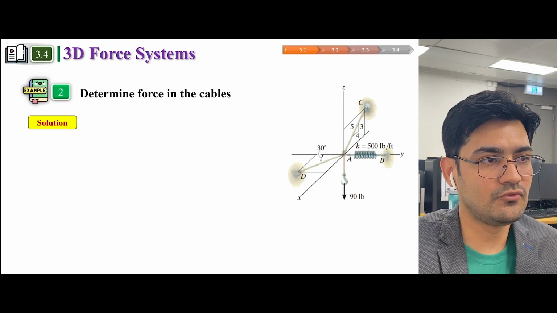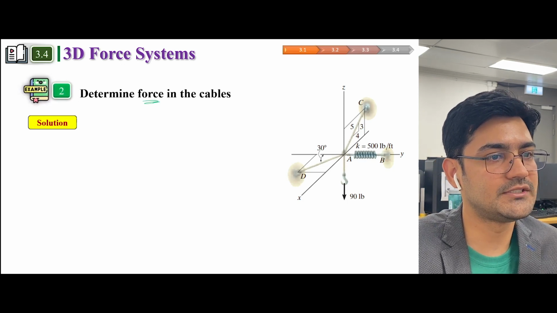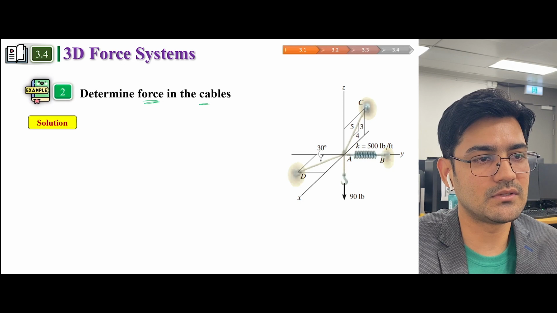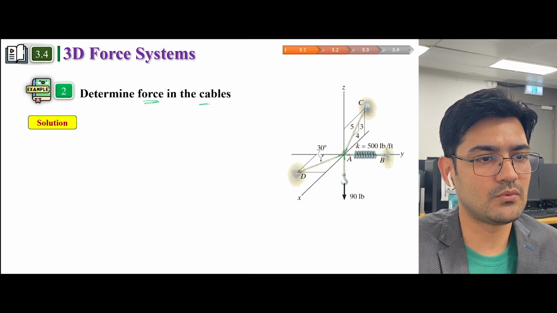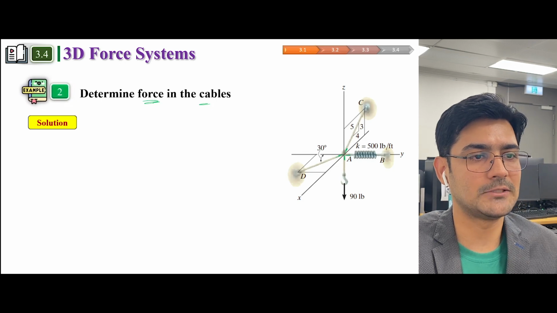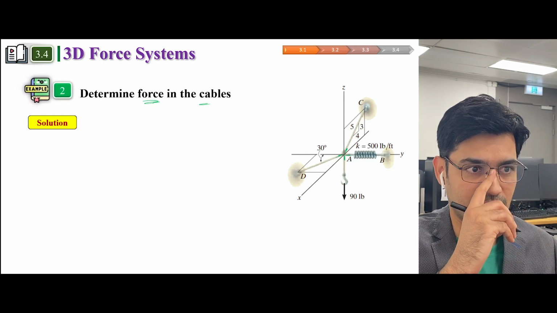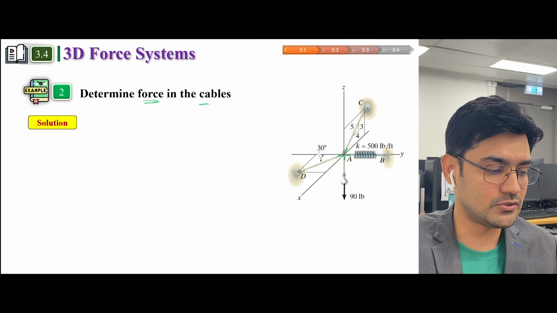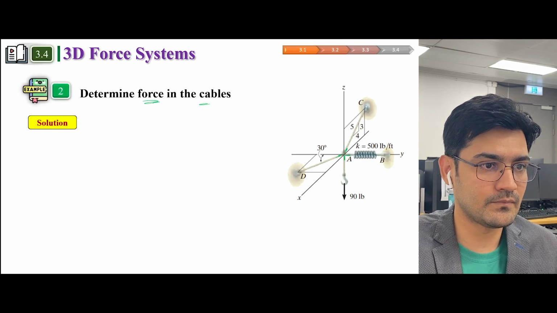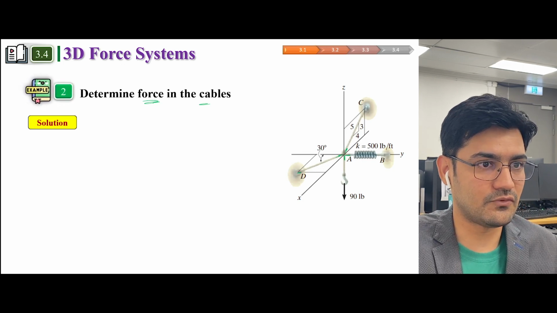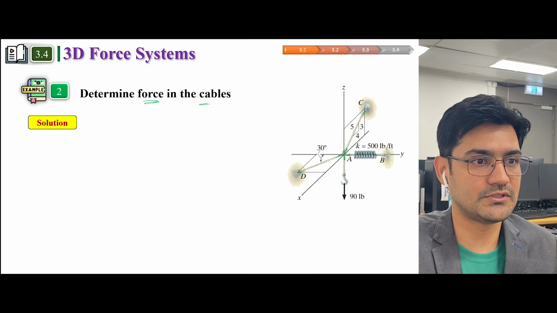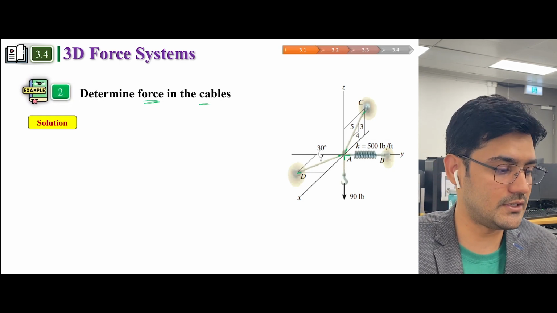Now we have to figure out forces in the cables. So there are 3 cables. One is this cable, one is this cable, and one is this cable. So we have to figure out what are the forces in these cables. So what is force in D, what is force in C, and what is force in B. And A is basically downward direction.